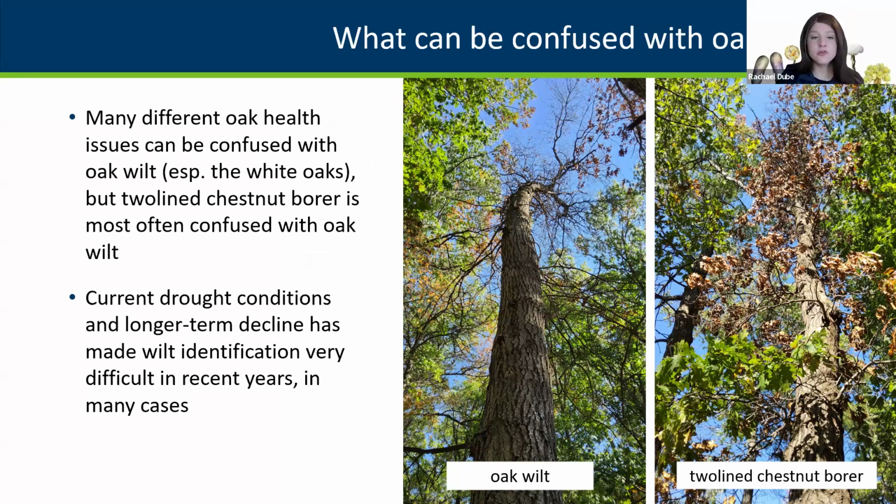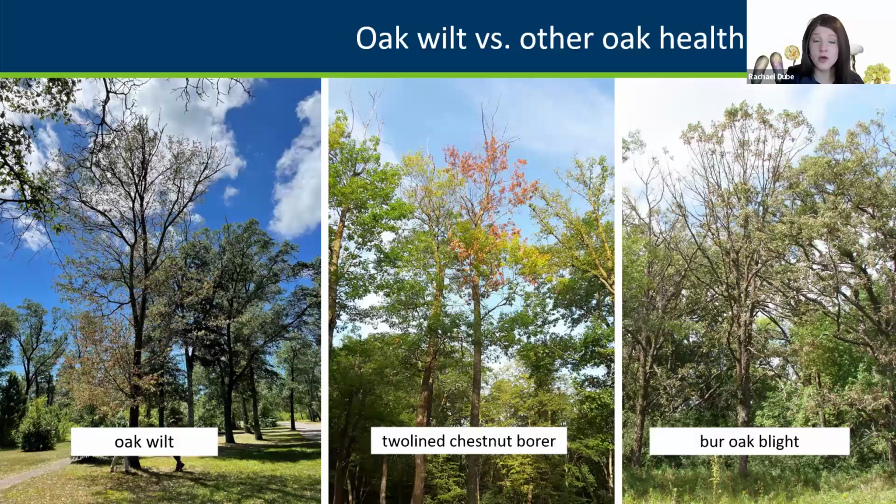But to just show you a quick comparison of trees dealing with different issues. Here on the left, we have oak wilt, in the middle, two-line chestnut borer, and on the right, bur oak blight. So something to look out for with oak wilt is the rapid drop of the vast majority of the tree's leaves. And again, this is on red oaks. White oaks, you'll want to get testing. But looking here, you'll see a carpet of leaves underneath these trees, oftentimes in the middle of summer. So that's going to clue you in that you might have oak wilt.